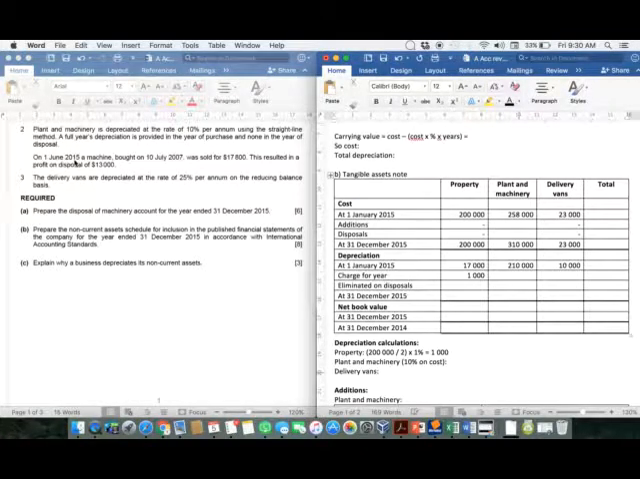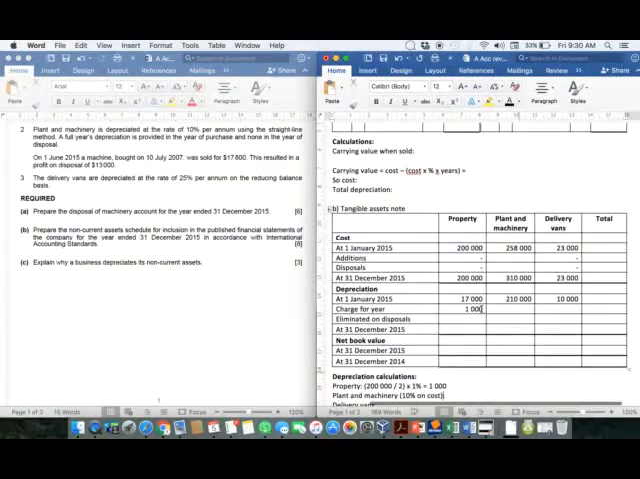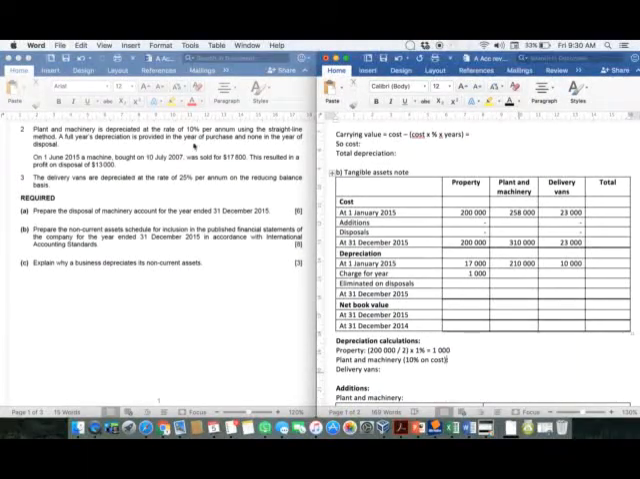On the 1st of June 2015, a machine that was bought on the 10th of July was sold for $17,800. This resulted in a profit on disposal of $13,000. Now, immediately you can see I haven't got enough information to work out my depreciation as yet for that disposal. The only thing I can do is, because it says I don't worry about depreciation on the sold item in the year of disposal, I can look at my plant and machinery cost at the end. And I can see that the cost at the end was $310,000. So my charge for the year is $31,000. But this eliminated on disposals, I will have to come back to in a minute.